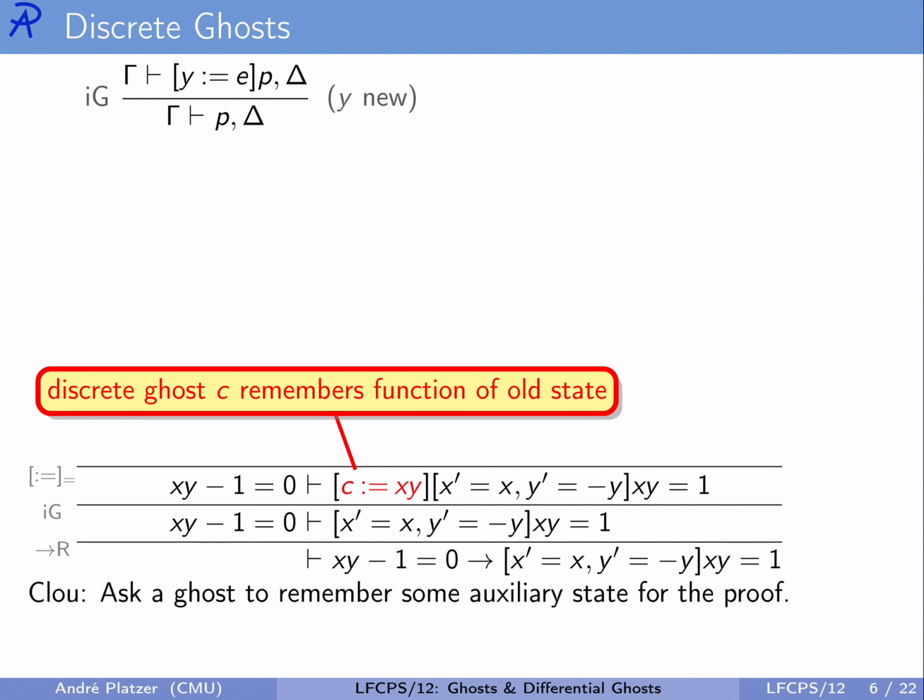And then the idea is, since c is new, if we ever refer to c in the rest of the formula, we will actually be referring to the value that the product x times y used to have before the ODE ran. And then the idea is, if we relate how c changes to how x y changes, well, c doesn't change, then we also establish this indirectly. What's now the next proof rule to use?